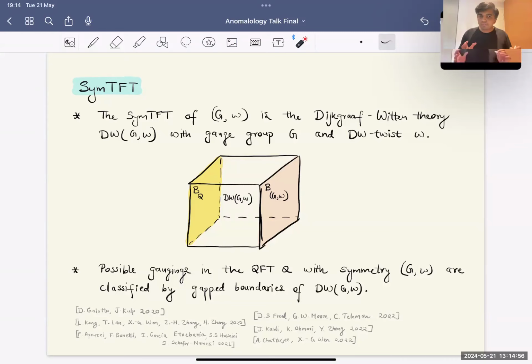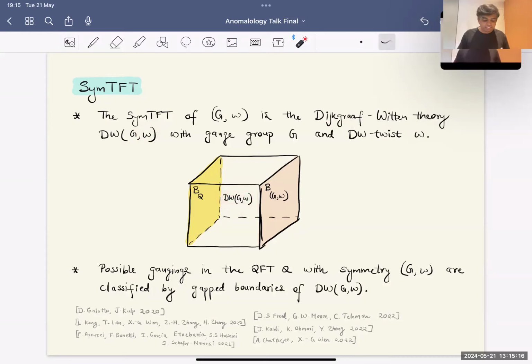Yeah, so we have the SymTFT, and in this slide, we are looking at the SymTFT for this particular invertible symmetry G with anomaly omega. This is the Dijkgraaf-Witten theory with gauge group G and the action determined by omega. I will just write it as DW_G omega. So it is described by all of this data.